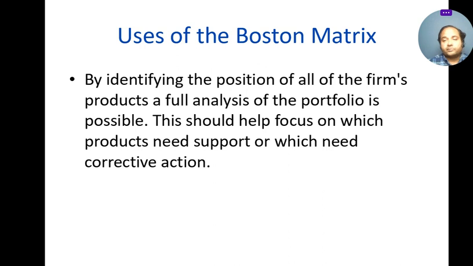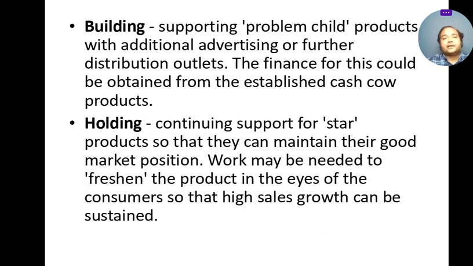The company should improve the problem child and withdraw the dog. So, building: supporting problem child products with additional advertising or a further distribution outlet. The finance for this could be obtained from the established cash cow product holding. Continue to support the star products so they can maintain their good market positions.